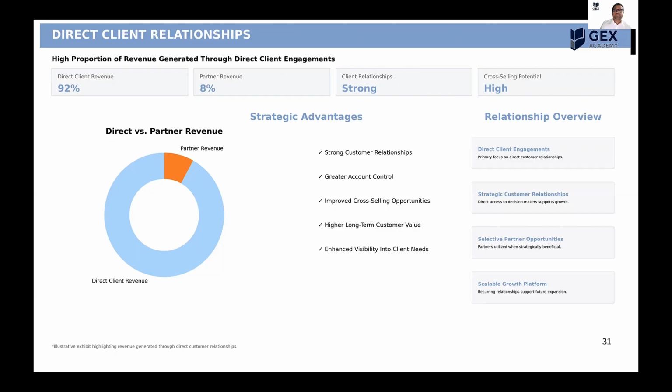As students, you may want to ask, why might direct customer relationships be more valuable than partner-driven relationships? How does this support the client penetration strategy? And what additional information would you want regarding customer concentration, right? Are there risks associated with relying heavily on direct relationships? And how does this slide strengthen or weaken the overall investment thesis?